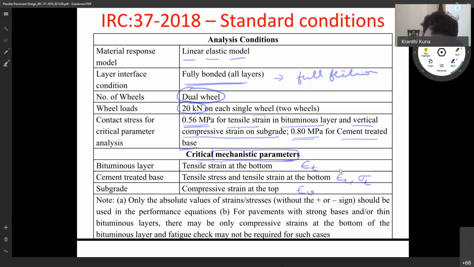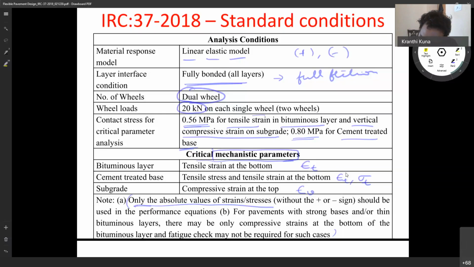So you can see only absolute values. This I will discuss when we are talking about the software itself. When you run the analysis, only absolute values of the stresses and strains are used. In IITPAVE, there is a sign convention, which I'll discuss tomorrow. But we forget about sign convention for now. Basically, we use tension positive and compression negative.